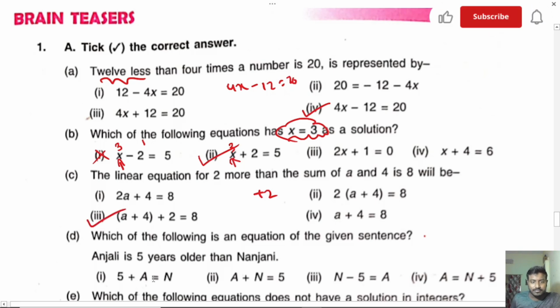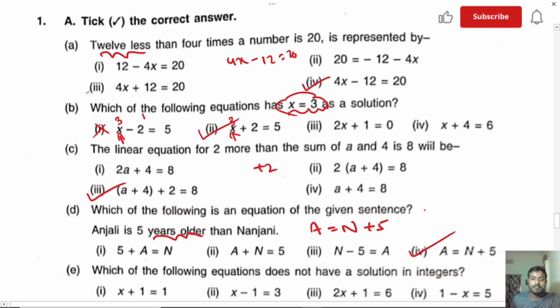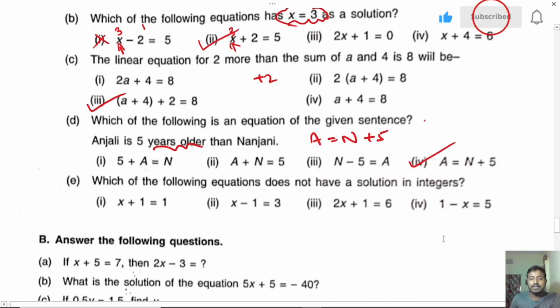Next, which of the following is the equation of the given sentence? Okay. Anjali is 5 years older, means A equal to, 5 years older means plus 5, that is n. So check out option number IV. Clear? Next, which of the following equations does not have the solution an integer?